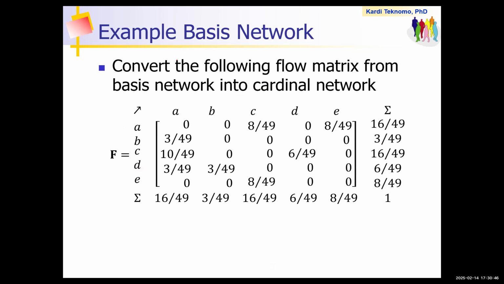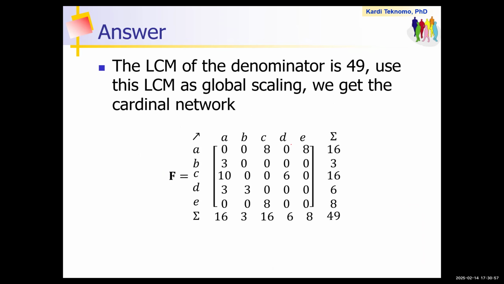So the same thing here. A while ago, we have the flow matrix from the basis network. So if you multiply by 49, you get the cardinal network here. Oh, wait. Is this the cardinal network?